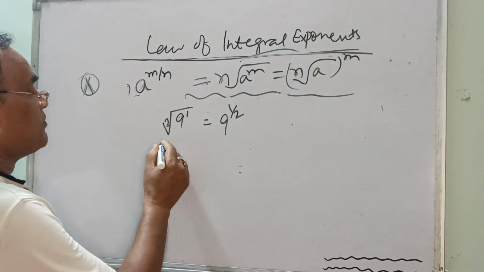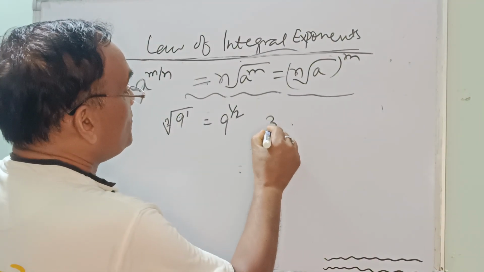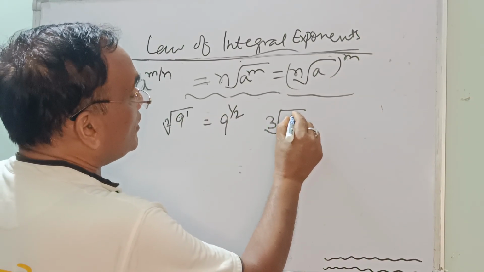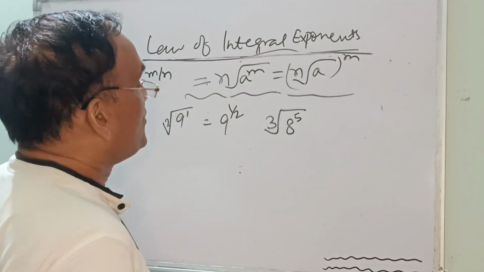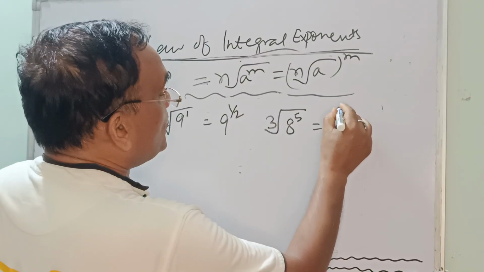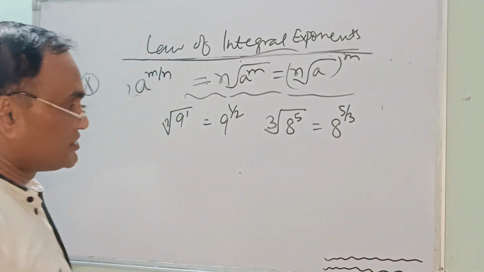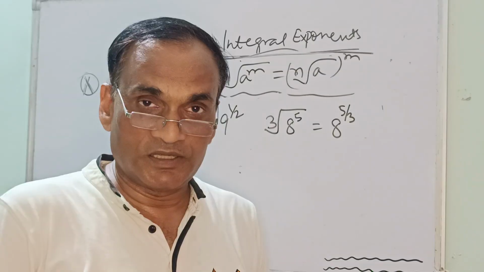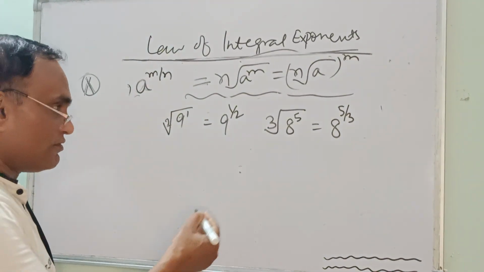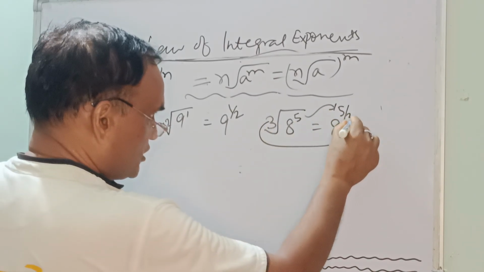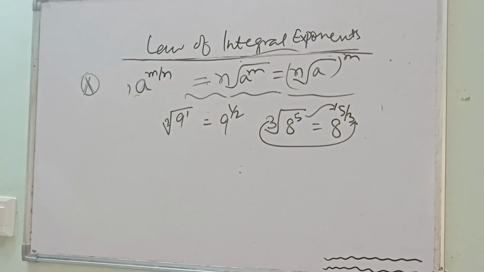Gentlemen, please note my point. If there is some 3 power and here it is 8 and here it is some 5 power, what will you write? What will be the answer? The answer will be 8 to the power 5 upon 3. Is it correct? It is correct. Right? Because you know very well, this comes here, this is the denominator part and this is your numerator part. Isn't it?